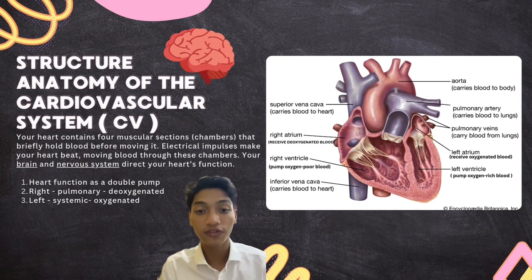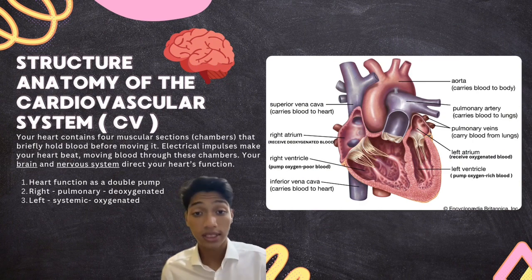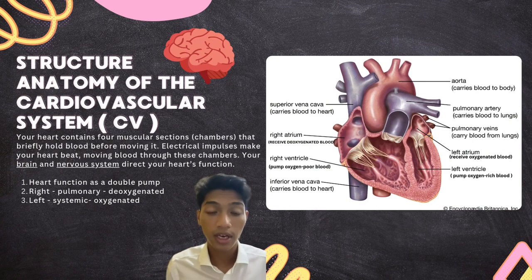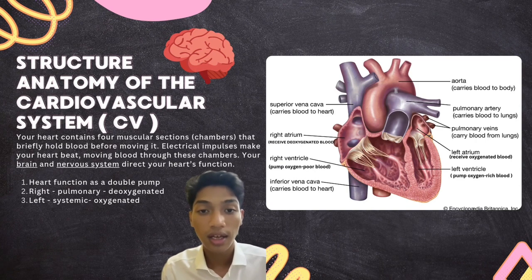Our heart contains four muscular sections, which we call chambers, that briefly hold the blood before moving it. Electrical impulses make the heart beat and make the blood go through these chambers. Your brain and your nervous system direct your heart function.